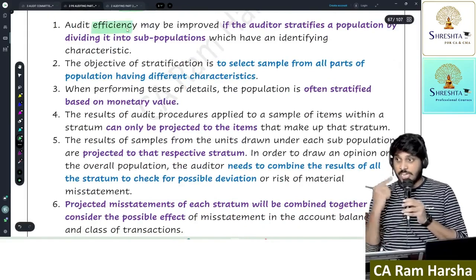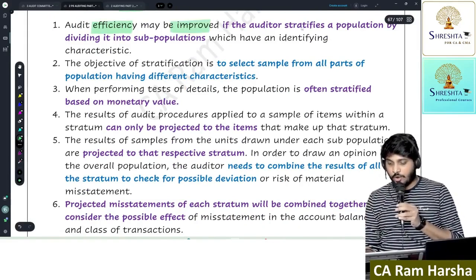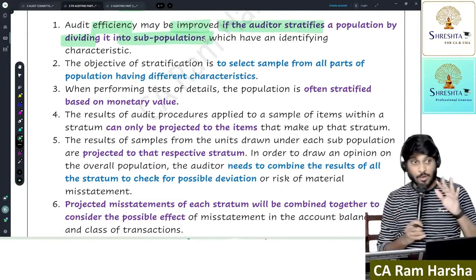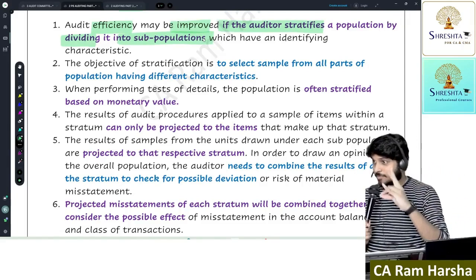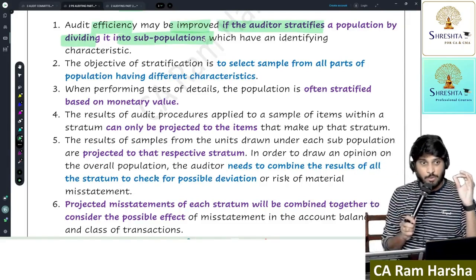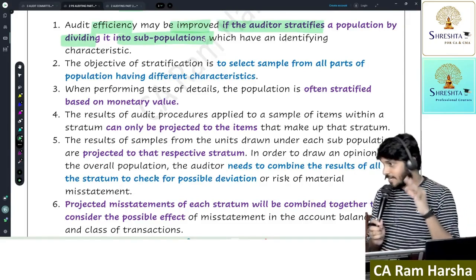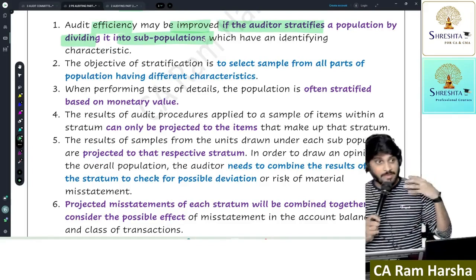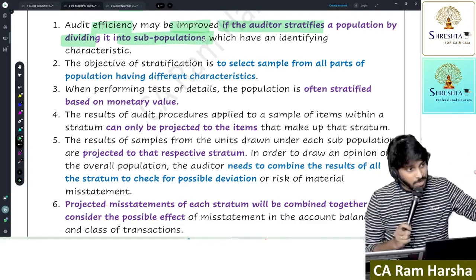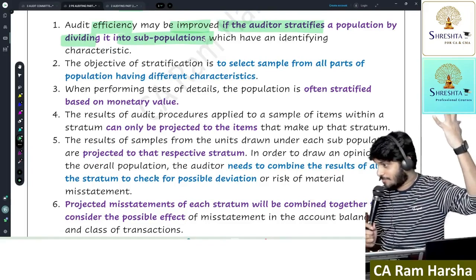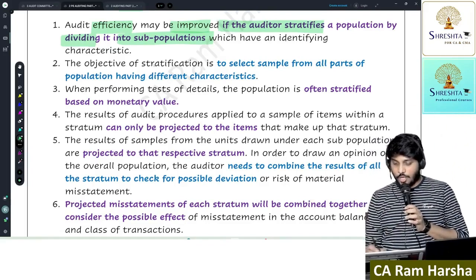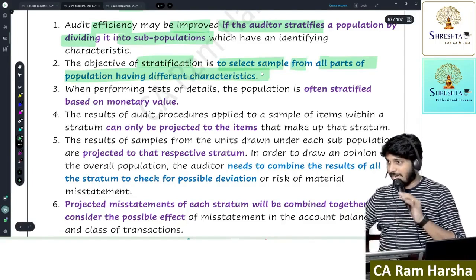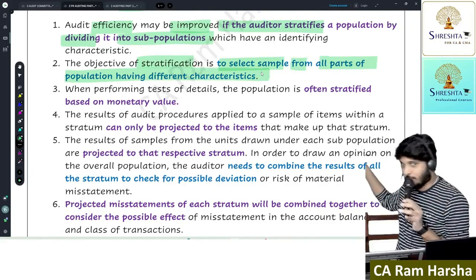Now, audit efficiency can be improved if the auditor stratifies the population by dividing it into subpopulations. Efficiency we can increase. How? When we selected simple random sampling, 20 samples we selected, but the value came only to 10,000. But when we apply stratified random sampling, the same 20 number, but 34,000 rupees worth we verify. Efficiency of audit increased or not? Same 20 we are verifying, but the output is so much more. Able to understand? The objective of stratification is what? To select the sample from all parts of the population having different characteristics. Yes or no, it is proved or not?